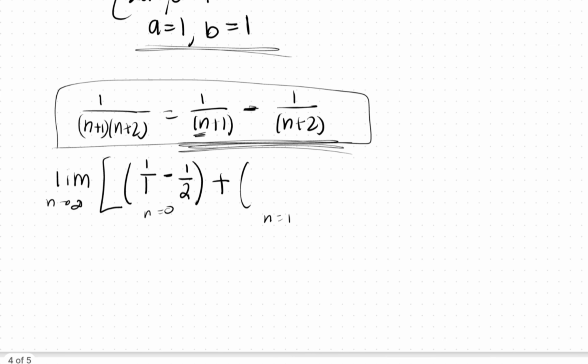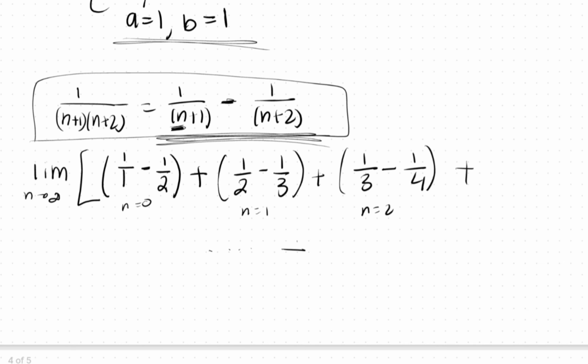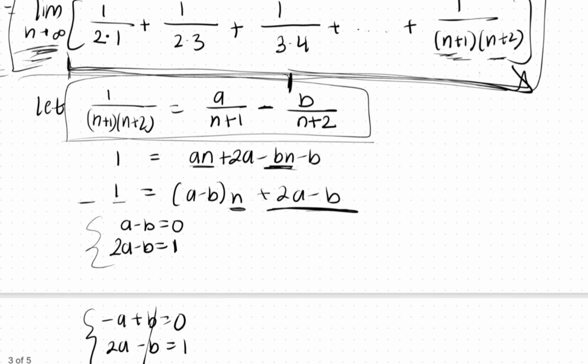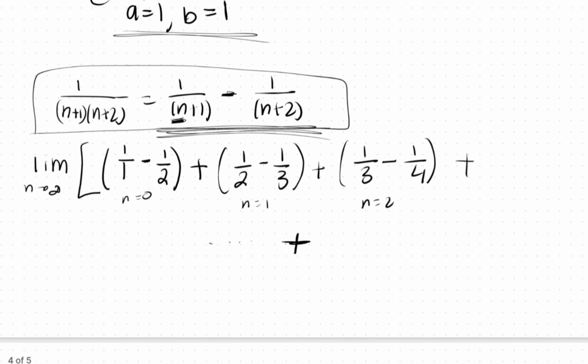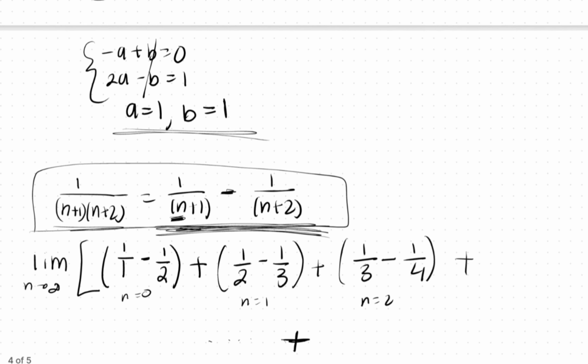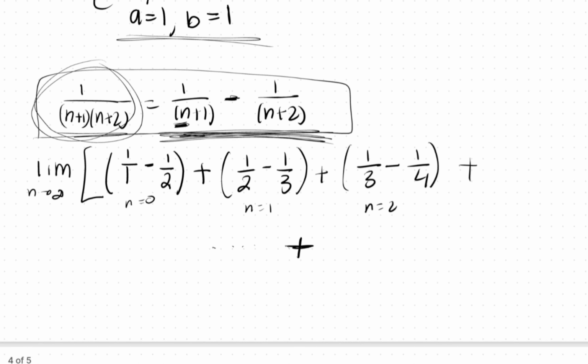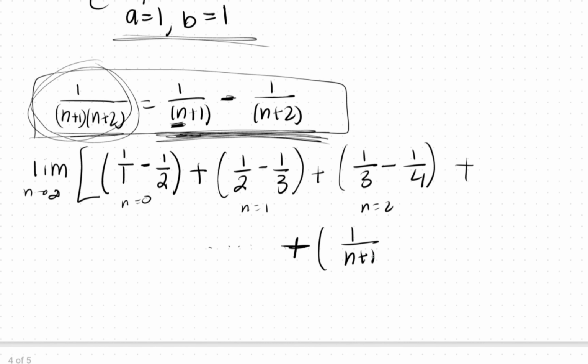Now let's take n is equal to 1. Replace n is equal to 1 here. You get 1 over 2 minus 1 over 3. Replace n equals 2 over here. You get 1 over 3 minus 1 over 4. And that could keep going on and on until we reach the last term. The last term we saw was this, and basically that's the same exact thing as over here. So I'm just going to rewrite this as it is: 1 over n plus 1 minus 1 over n plus 2.